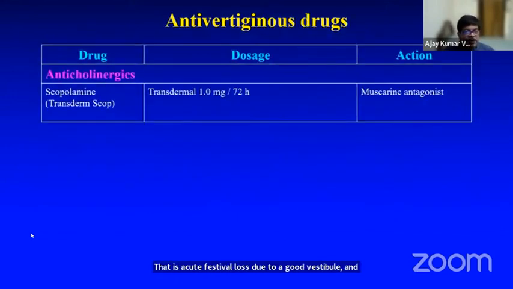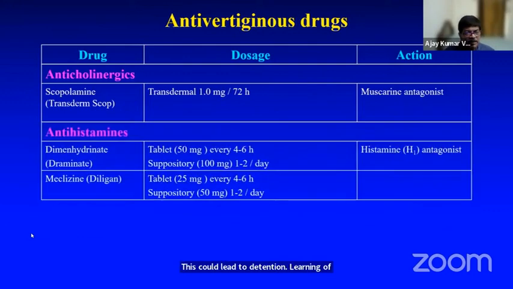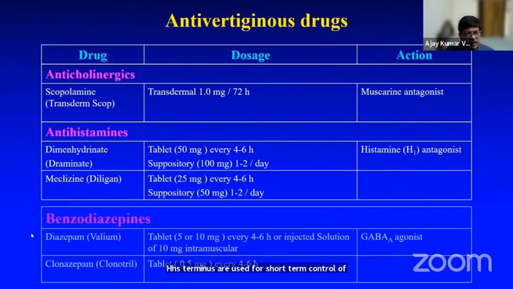These are some of the drugs, like scopolamine transdermal patch, which is used as a muscarinic antagonist in motion sickness, seasickness, and sometimes postoperatively to prevent nausea and vomiting. Beware of its anticholinergic effects, which could lead to drowsiness, blurring of vision, and dryness of mouth. The antihistamines like dimenhydrinate and meclizine, which are commonly used histamine H1 antagonists, are used for short-term control of vegetative symptoms like vomiting and vertigo for a maximum of 3 to 5 days.